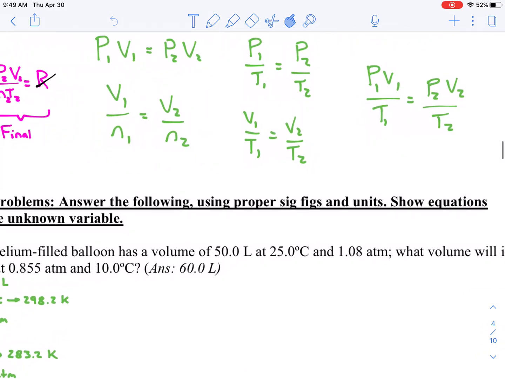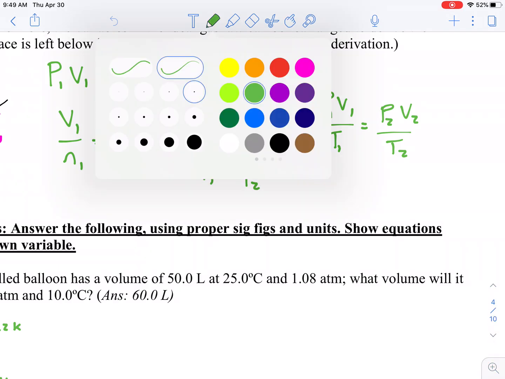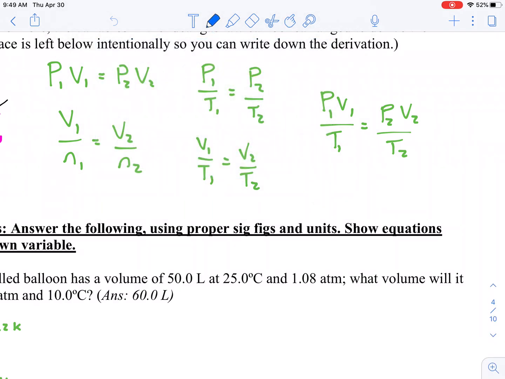So if I look at these 5 gas laws that I've written up here, you need to find one for question 1 that has pressure, volume, and temperature in it. The only one that fits that description is this one. And so that's the gas law that we're going to use.